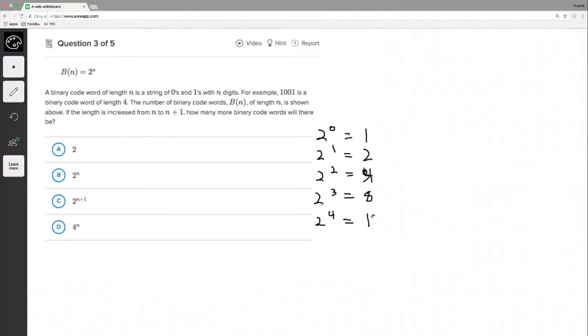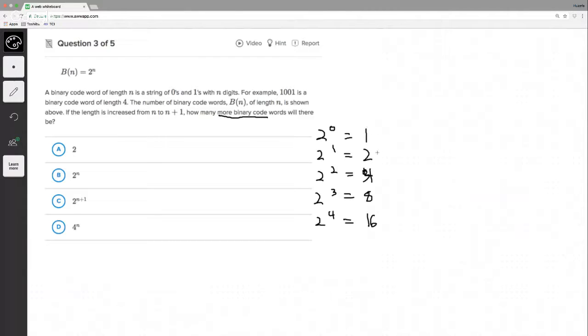So you can see it starts to double. One word, I guess if you have no length it would be nothing, but anyway, we have one for a length of 1. Then there are 2 words, 0 or 1, and then it goes to 4, then to 8. So it's doubling. But what they're asking is how many more binary code words will there be. They don't give you the option of it doubling.